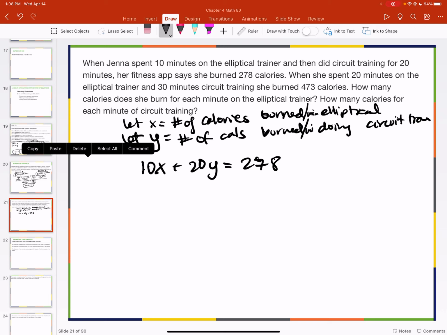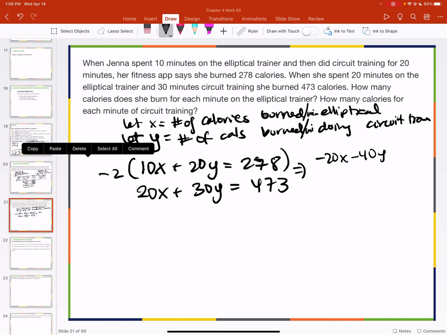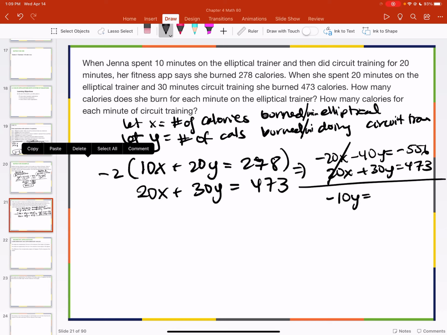Okay? And then for 20 minutes on the elliptical trainer plus 30 minutes circuit training, she burned 473. So now we have a system of equations here. So what I can do is multiply this top one by -2, and that gives me negative 20x minus 40y is equal to negative 556. And I'm going to add that to the equation underneath it. Okay, and I'm going to combine these two. The x's are going to cancel out. So I'm going to get negative 10y is equal to negative 83.